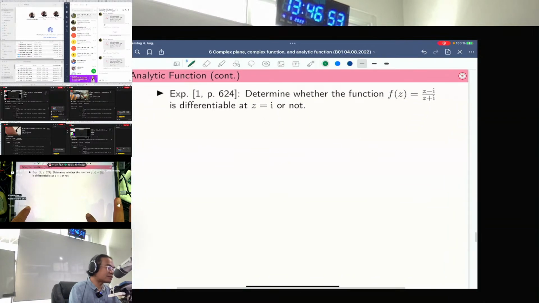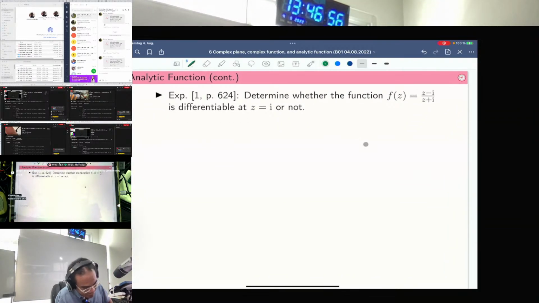Okay, let's try this problem: determine whether the function f(z), which is equal to z minus i divided by z plus i, is differentiable at z equal to i or not.